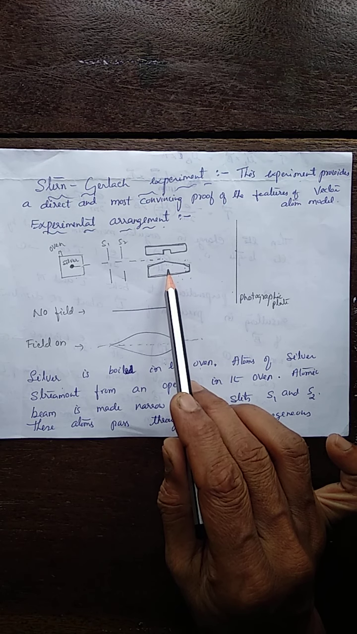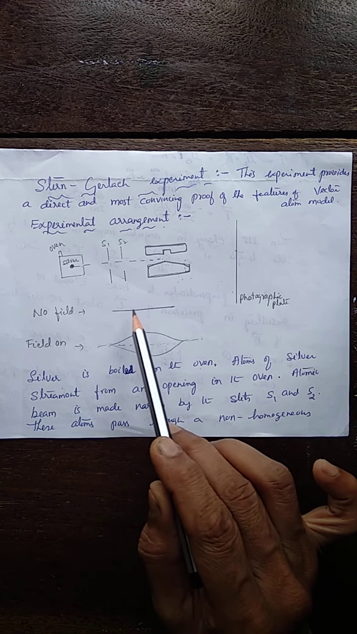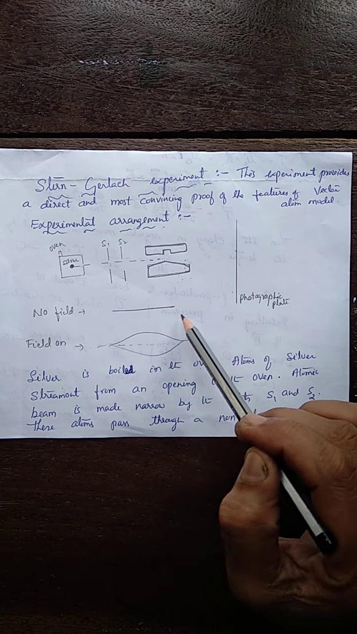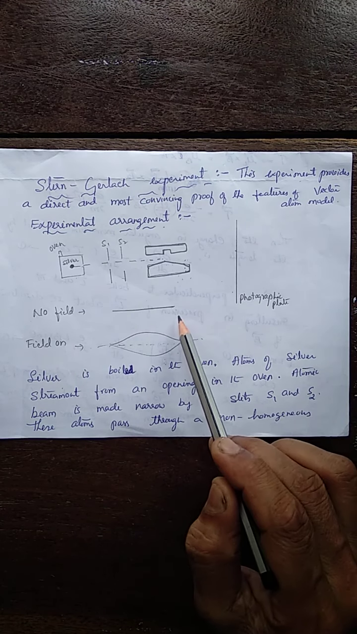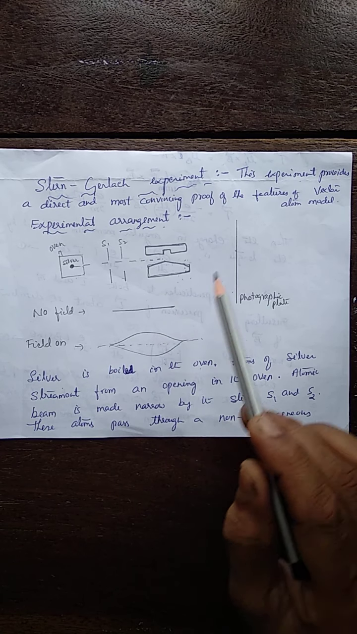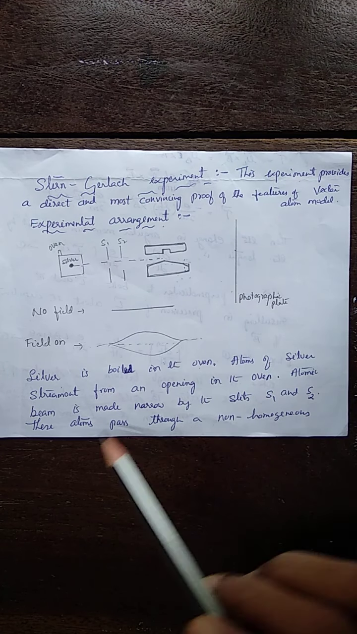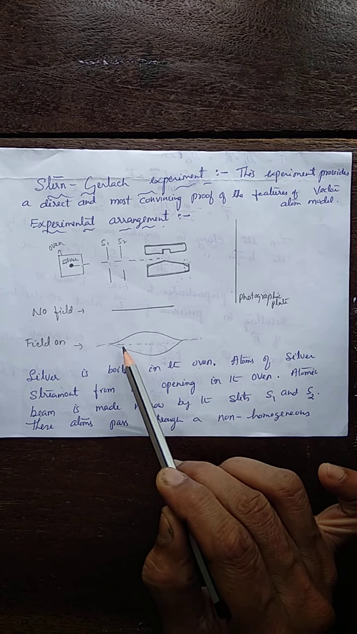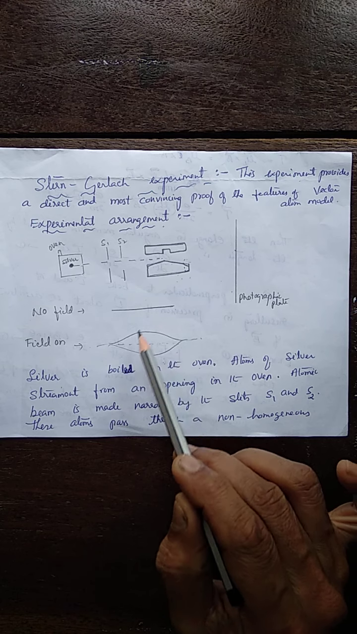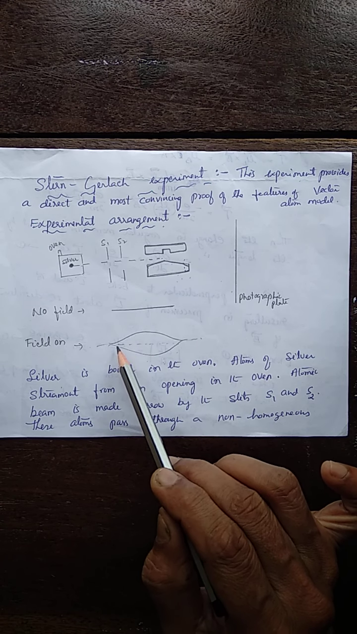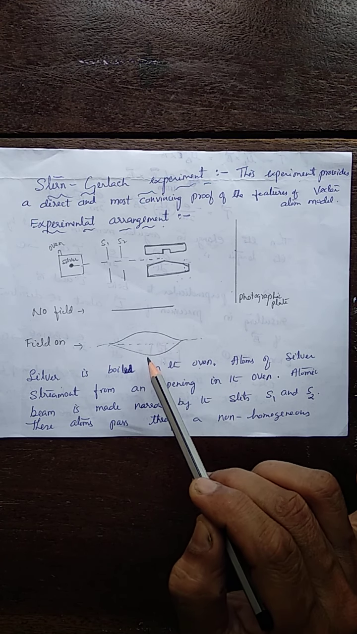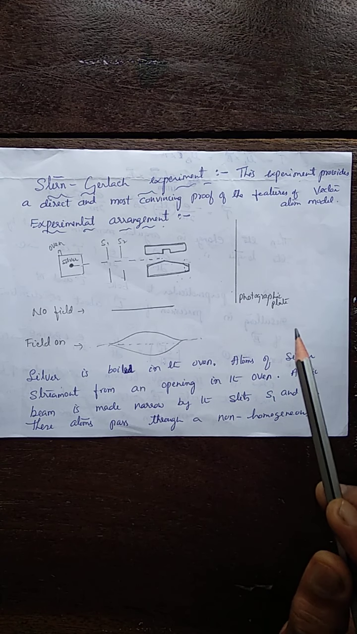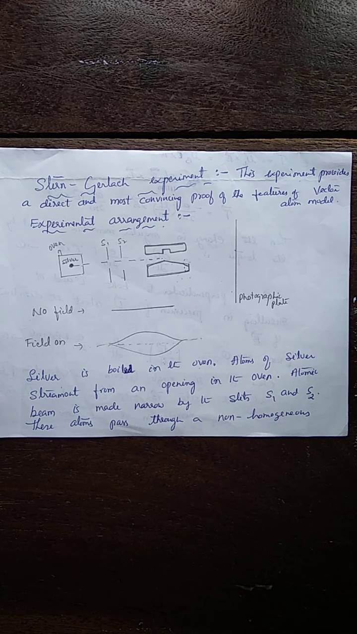And in the experiment, it was observed that when the field was switched off, when there was no field, a mark like this was observed on the screen: a straight line mark without any deviation in the path. And when the magnetic field was on, the mark was found to be like this. Instead of a single straight line mark, two marks on either side of the straight line were observed on the screen. This was the experiment conducted by Stern and Gerlach.